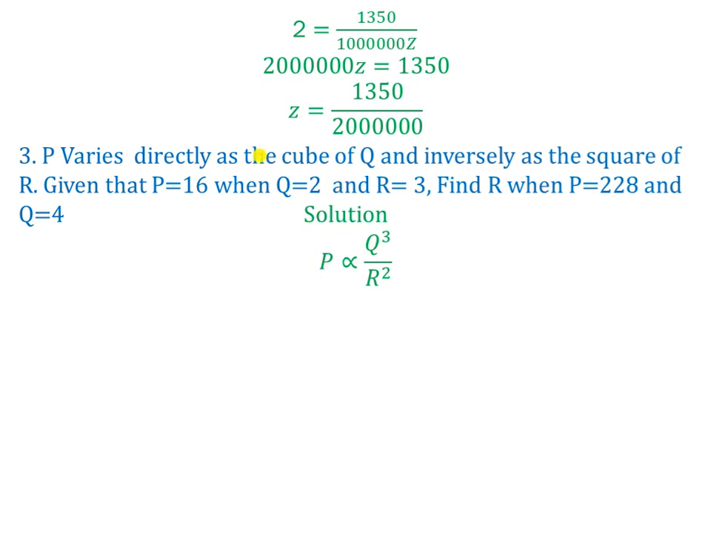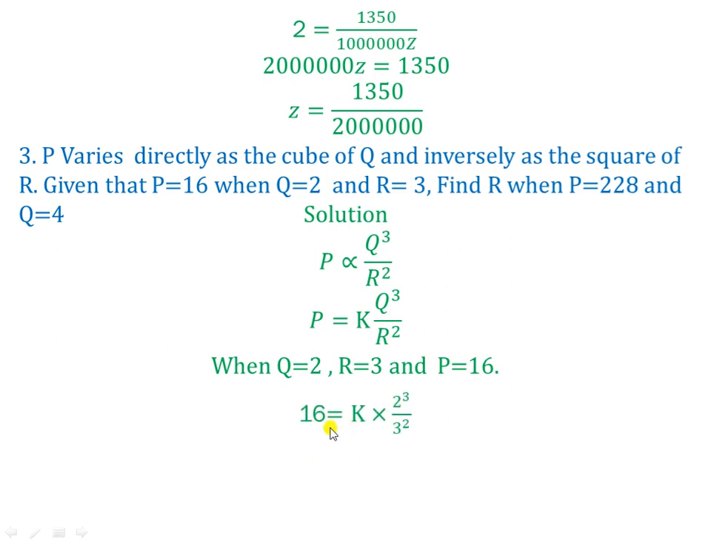Then to remove the proportionality sign, we simply introduce our proportionality constant again. Then we simply now bring the conditions we are given. We are given Q as 2, R as 3, and P as 16. They are all here. So by substituting all of them for Q as 2, R as 3, and P as 16, we shall have this next step here. So we have 16 is equals to K times 2 cubed out of 3 squared.